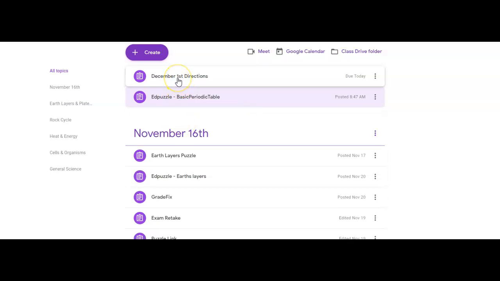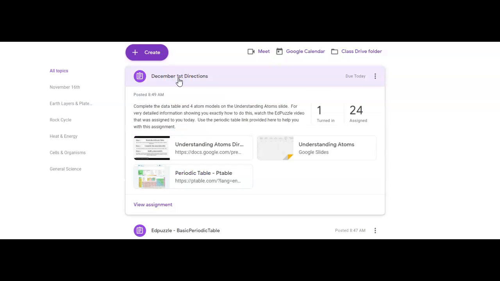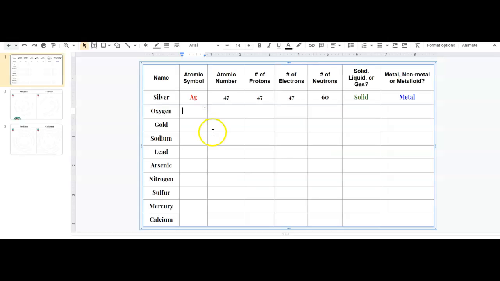So to access the actual work, kids click on this toggle, and they're going to open up a template here, and they're also going to open up this periodic table. When they open the template, it looks like this, and I've already got silver done for them to show them that the atomic symbol is Ag, the atomic number is 47, number of protons, electrons, neutrons, it's a solid, and it's a metal. The kids are going to use the periodic table to complete the rest.